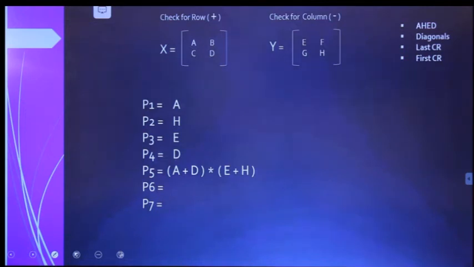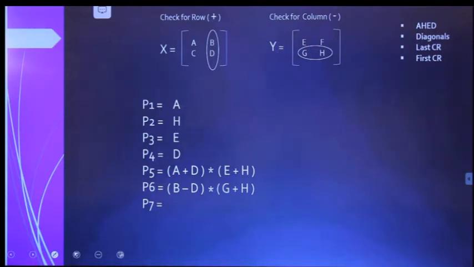Then we have last CR. C represents here column, R represents here row. We will look for the last column in X. The last column in X is BD. So we write B minus D. We have taken the minus sign because a column is considered here. Then last R in Y is GH. Since it is a row, we will write G plus H.